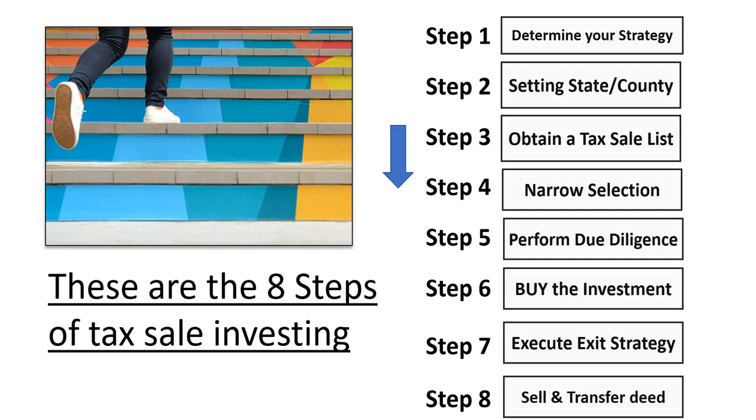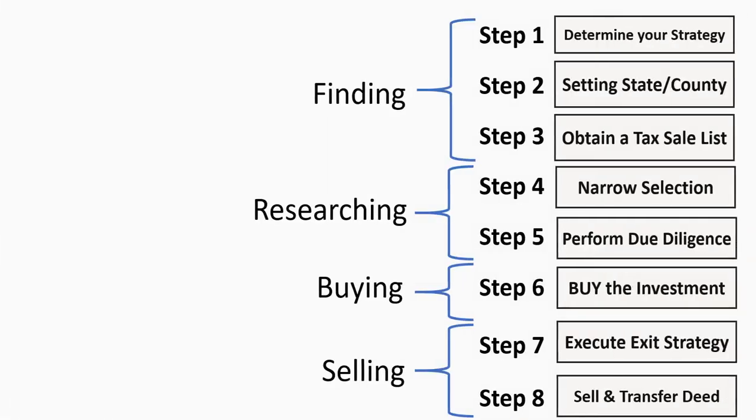If we're getting started here, we're going to start off with step 1, determine your strategy. Step 2 being setting your state and county. Step 3 being obtain a list. Step 4 being narrow your selection. Step 5 being performing due diligence. Step 6, buying the investment. Step 7, executing your exit strategy. And step 8, selling and transferring the deed. And then reinvesting is actually another step here in that process.